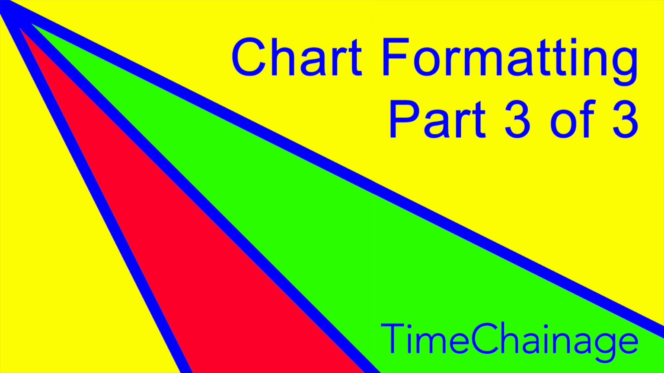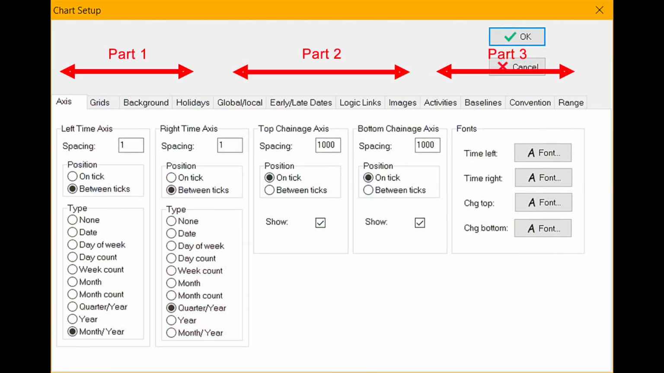This is the final video in a three-part tutorial on formatting a Time Chainage chart, in which we look at the Chart Setup Dialog and all of its options. In parts 1 and 2 we looked at the first 8 tabs on the Chart Setup Dialog. In this video we will examine the remaining 4.